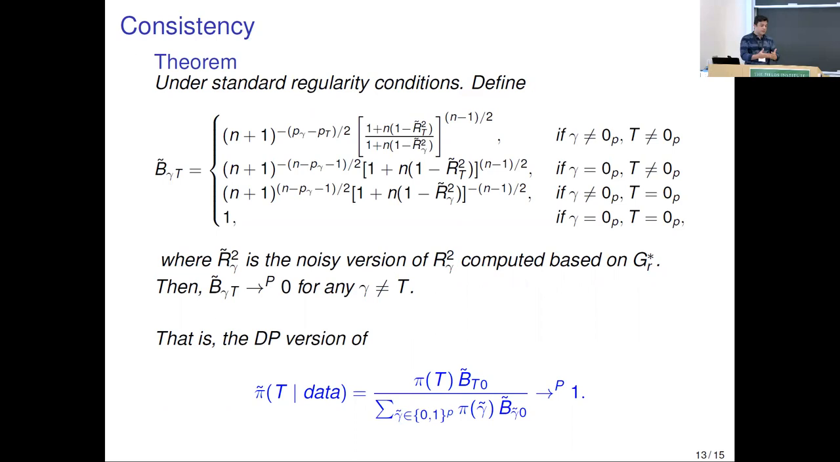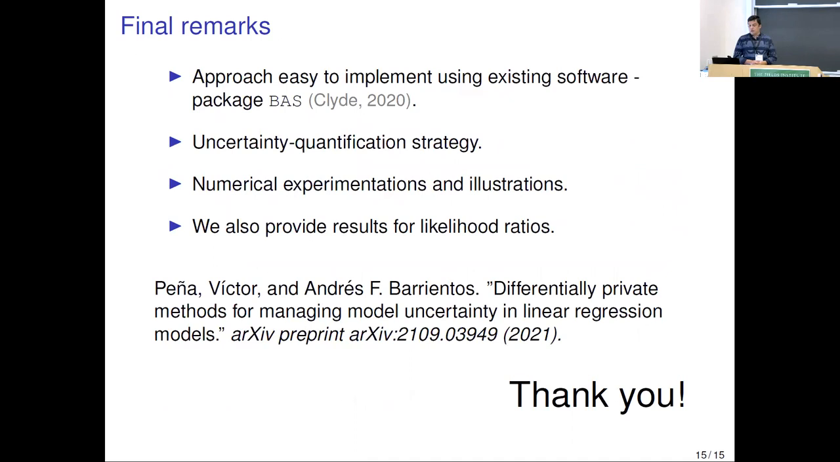So in this work, we also have an approach. These approaches are easy to implement using existing software. We have a trick that you can use to implement this with this existing software. We also have some additional strategies for uncertainty quantification. We also provide some numerical experimentation and illustrations to assess the performance of the method. And because Bayes factors are very similar to likelihood ratios, we also have similar results for likelihood ratios, in a more frequentist setup.